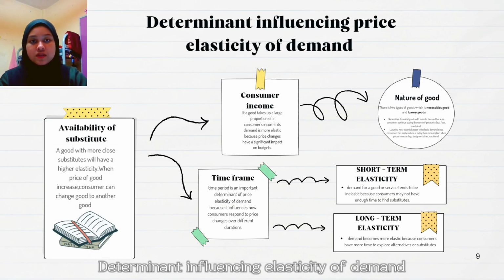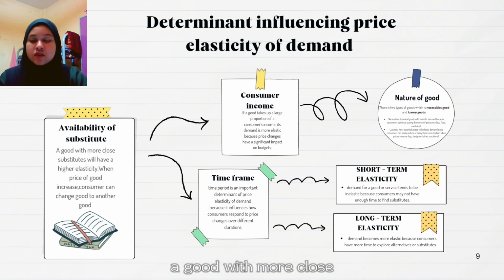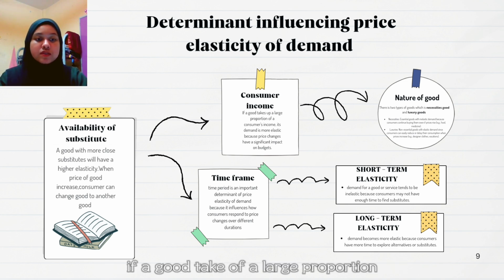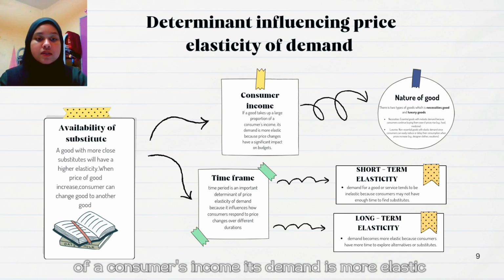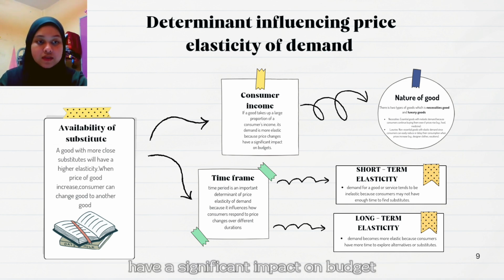Determinants influencing price elasticity of demand. The first one is availability of substitutes. A good with more close substitutes will have a higher elasticity. When the price of a good increases, consumers can change to another good. Next is consumer income. If a good takes up a large proportion of a consumer's income, its demand is more elastic because price change has a significant impact on budget.